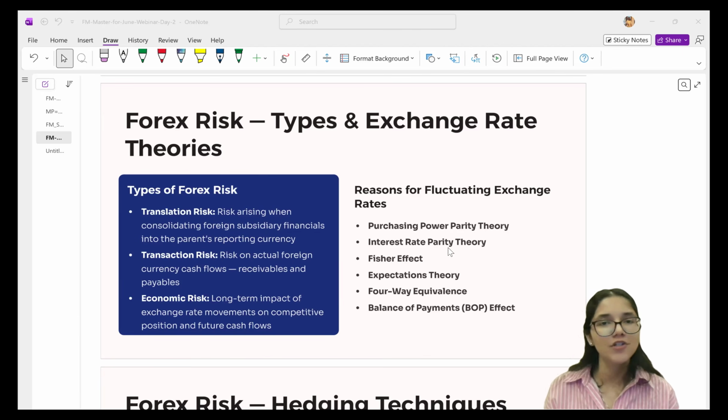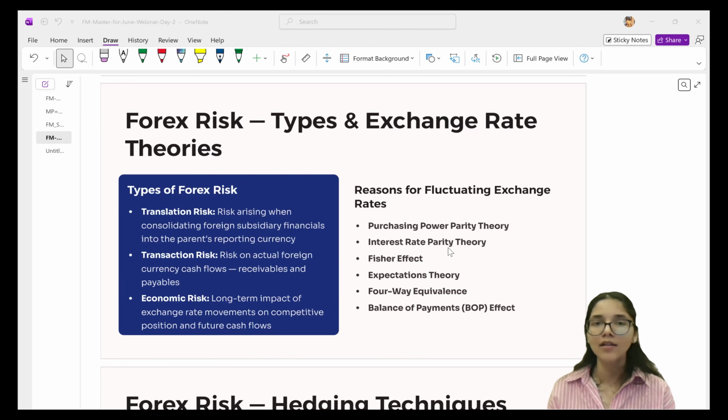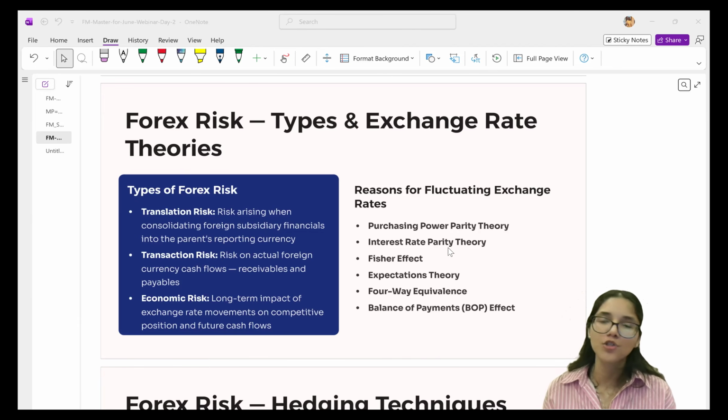And then you have the Fisher effect. We've learned the Fisher formula: 1 plus nominal rate will be equal to 1 plus real rate into 1 plus the inflation that is happening in the economy. Then we have the expectations theory, that whatever we are expecting the rate to be in the future, that will actually come out to be true in the future also.